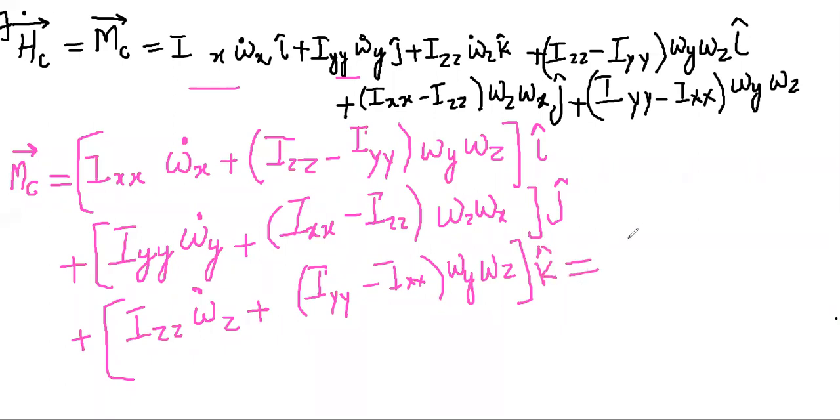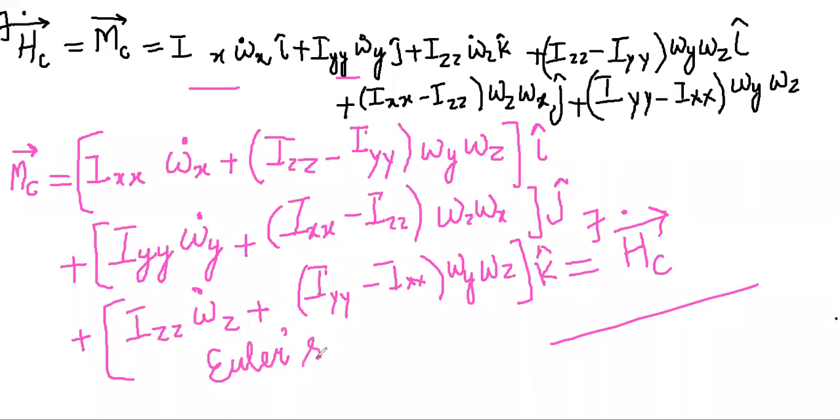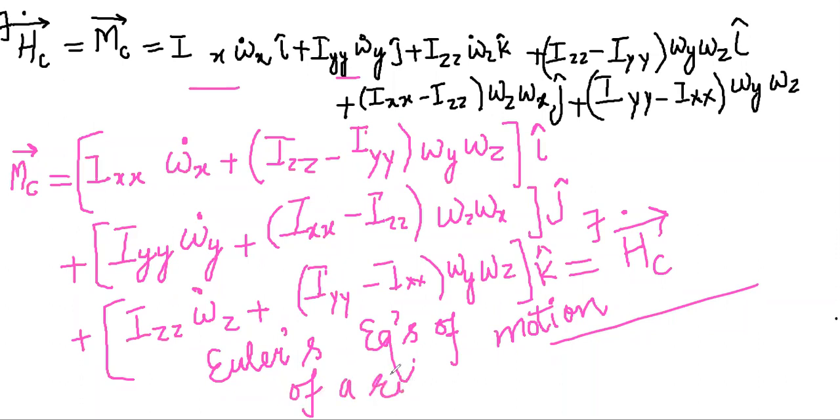This gives us the derivative of the angular velocity vector with respect to the ground frame of reference, when angular velocity is measured with respect to the center of gravity. And these equations are called Euler's equations of motion of a rigid body in 3D.